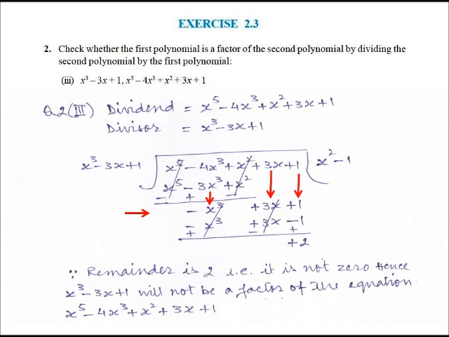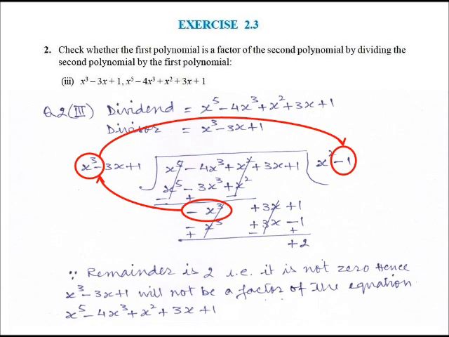Now the highest term of the polynomial is minus x cube, that will be divided by x cube, that is the highest term of the divisor. So the result will be minus 1, that will be written in the quotient column.